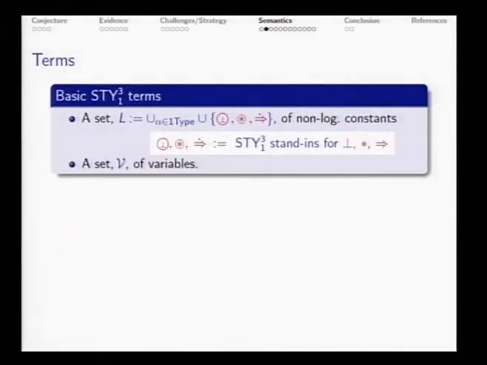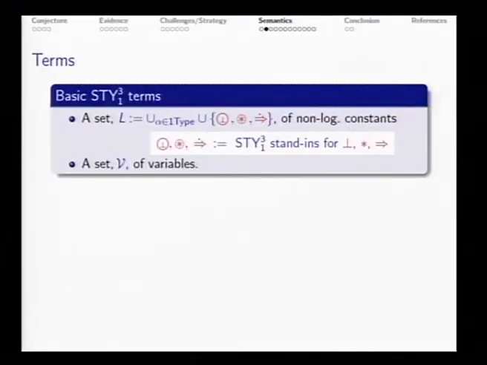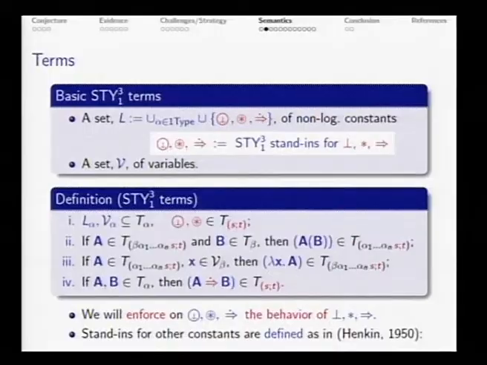The terms of our single type logic are almost standardly defined, but remember that because the standard truth functional connectives and quantifiers are not available in our single type logic, we need to assume that the set of non-logical constants includes suitably typed stand-ins for those standard connectives and quantifiers, which you see here on the left-hand side. And from these basic terms, complex terms will then be obtained inductively through the usual rules of functional application, lambda abstraction, and through the single type stand-in of logical implication.